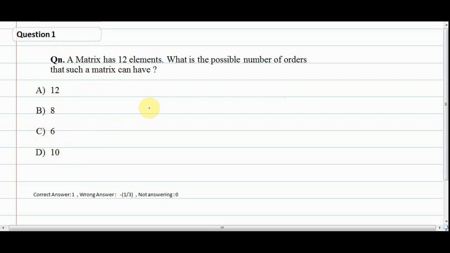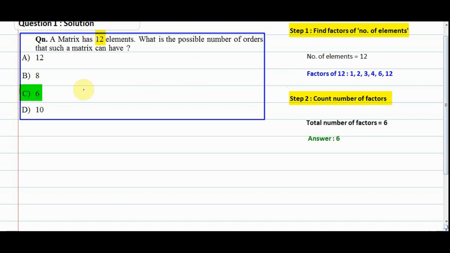So you must be familiar with this problem. We have solved this kind of question in lecture number 1. So you may pause the video and try to solve this by yourself. Okay, now if you have the solution with you, you may check your answer. Here, the right answer is option C, 6. Let's see how to solve this.